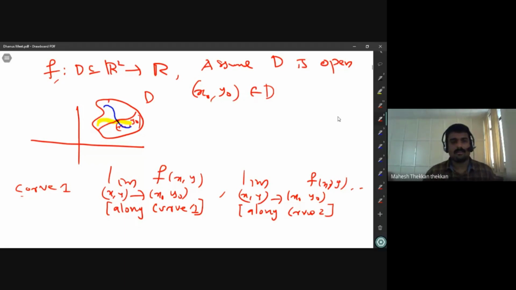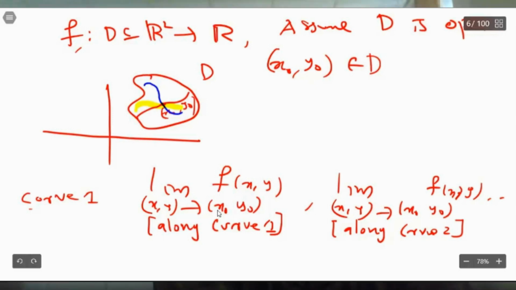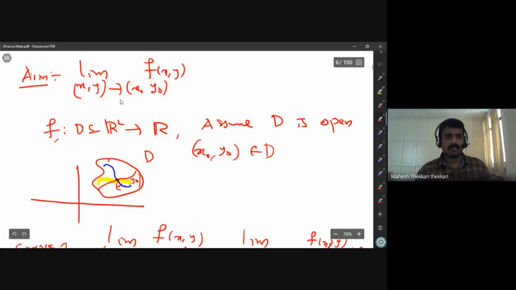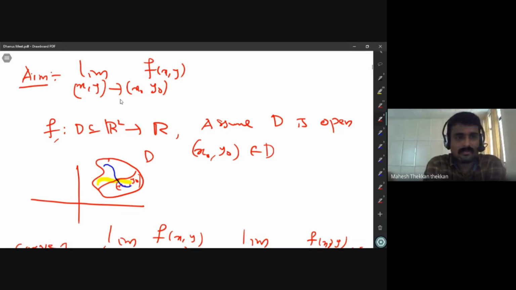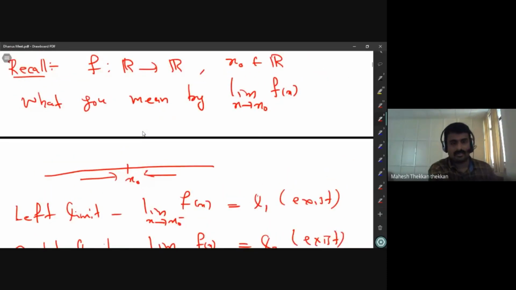What do you mean by along that curve? Looking here, along each curve I can approach the point in two ways. I cannot say left and right, but still there are two ways, either from below or from above. What I am trying to say is that I wanted to introduce the concept of the limit as (x, y) tends to (x naught, y naught) of f of (x, y) for the function f from D, a subset of R2, to R, where D is an open subset and (x naught, y naught) is some point in D. What I am doing here is generalizing the definition from the single variable case.